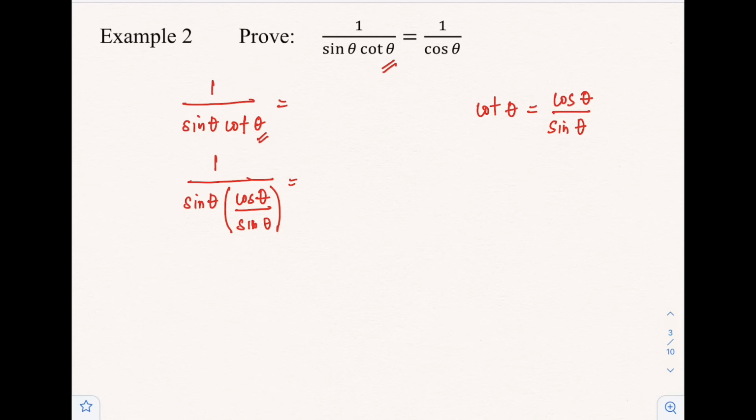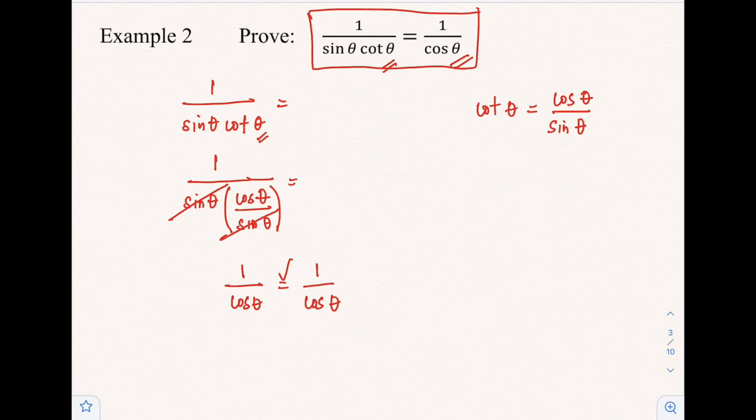Okay? So, kung imumultiply natin, guys, yung ating nasa denominator, makakancel dito yung ating sine theta. Okay? So, therefore, ang quotient nito is we have 1 over cosine theta, which is now equal doon sa ating nasa right side na 1 over cosine theta. Tama? So, therefore, 1 over sine theta times cotangent theta is equals to 1 over cosine theta.